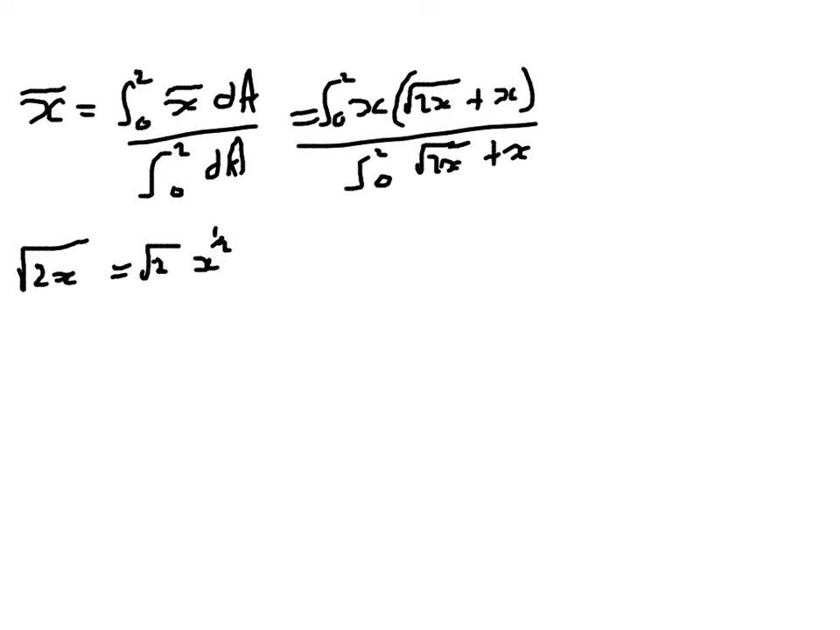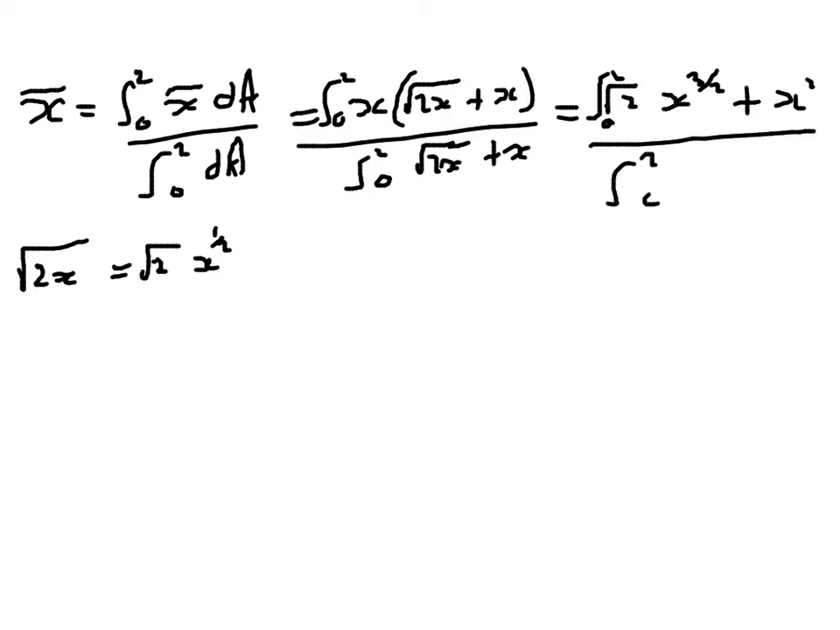So if we then start to integrate that, well, first of all you're probably going to want to multiply some things out. So root 2 x to the half times x is root 2 x to the 3 over 2 plus x times x, x squared. You're still going to want to integrate that between 2 and 0. That's all over the integral between 2 and 0 of root 2x plus x.